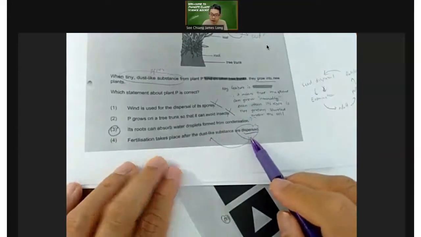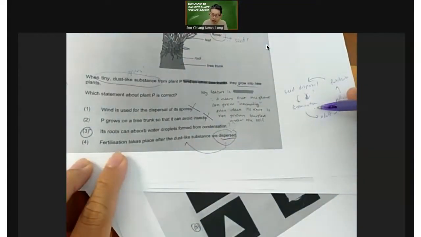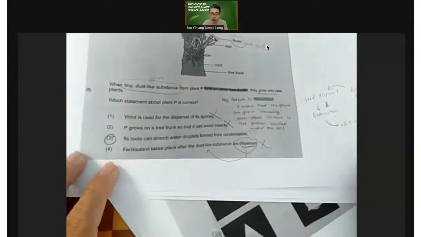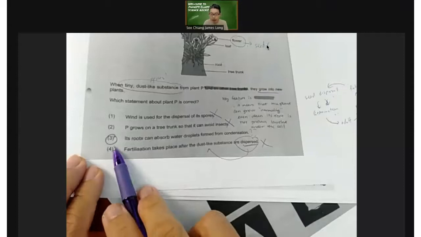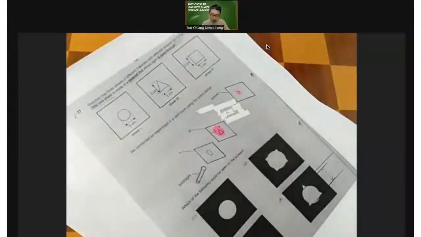After dispersal, it's not fertilization. After dispersal, it is germination. So this is also wrong. So by process of elimination, I think 3 is the best possible answer. This is definitely a PSLE question. You are doing the PSLE booklet already.